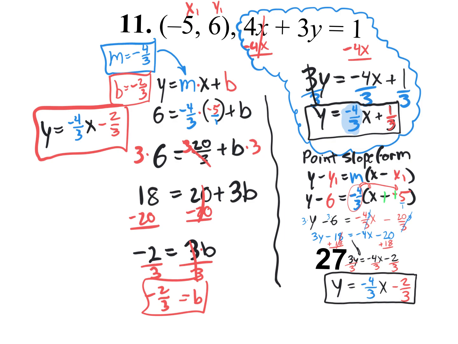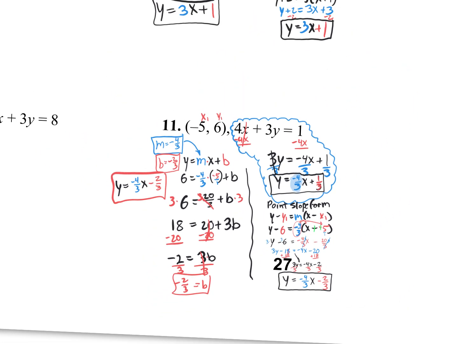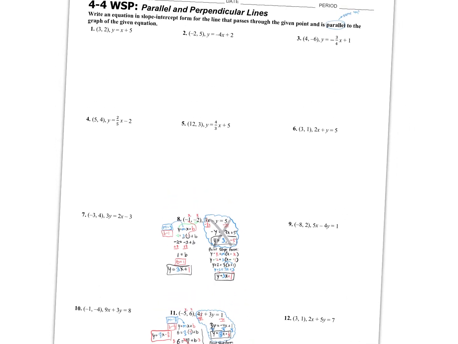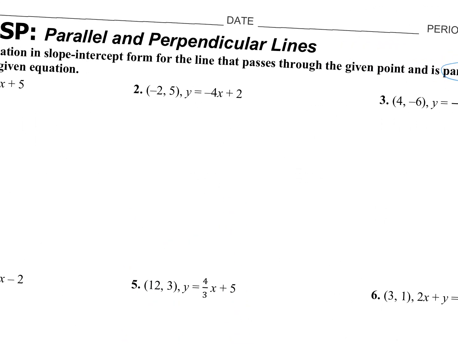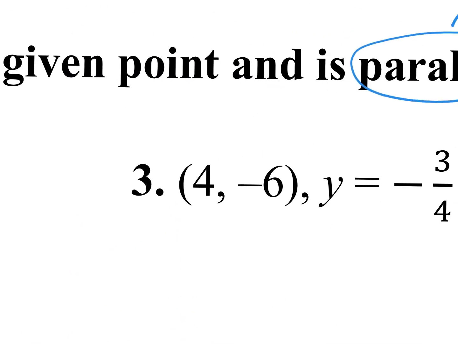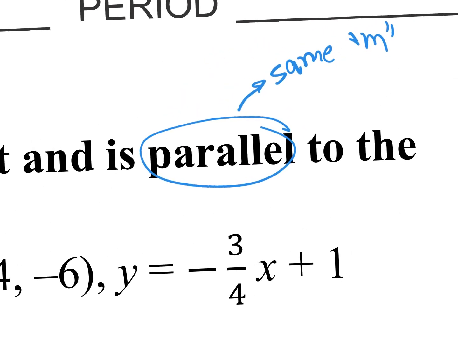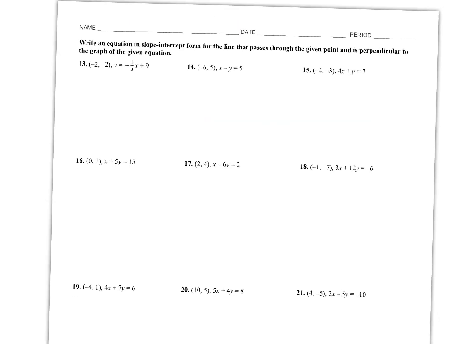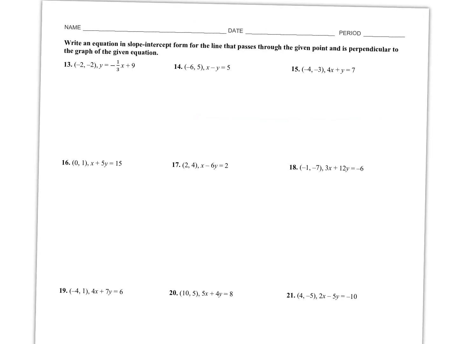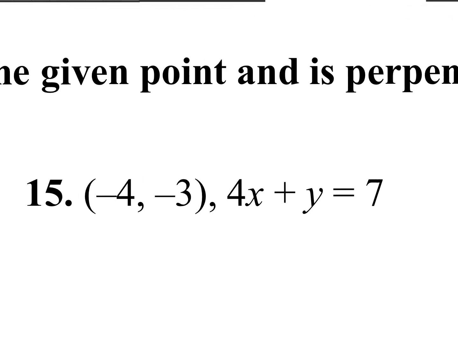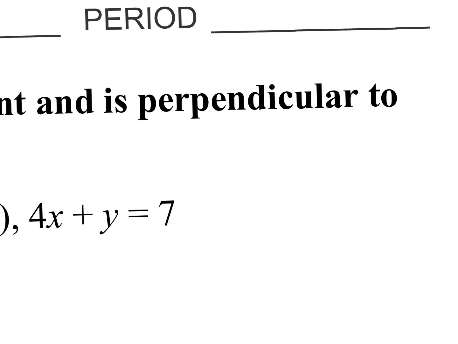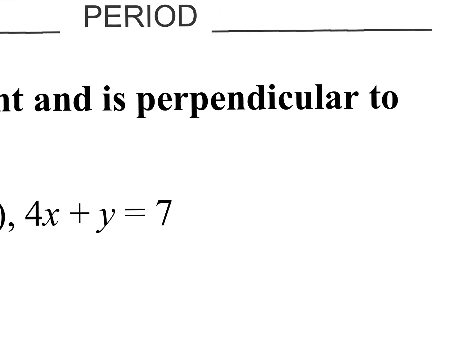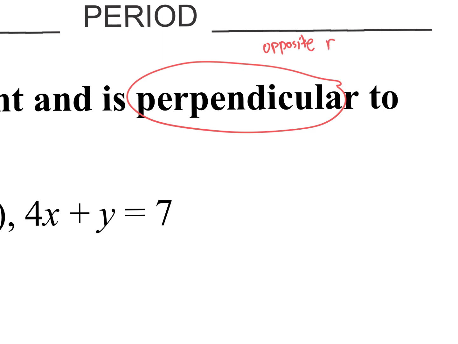All right? So the whole front page has the instructions that they give you a point, and also your line is parallel, same slope as the equation that they give you. Let's flip the paper over. On the back side, it says write an equation, and again, they give you a point, but this time they tell you that your slope will be perpendicular to the given slope, which means opposite reciprocal.